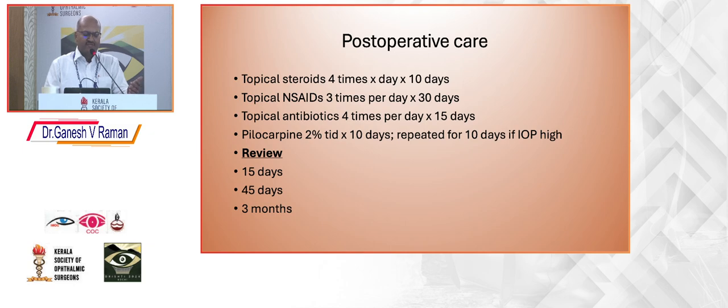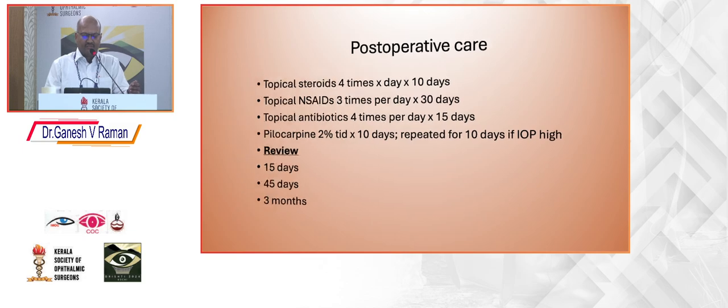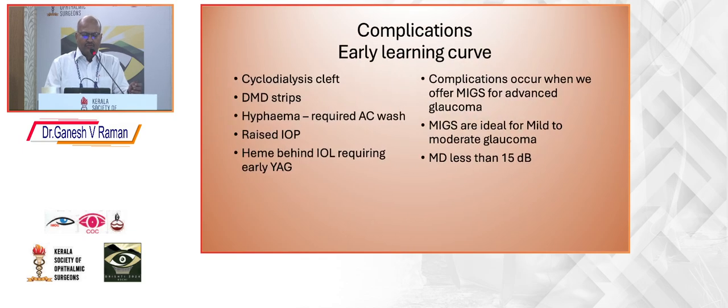And that just about settles it because, as you've seen from the data which I showed you, KDB at the end of 3 months, they do pretty well. And we see them at 15 days, 45 days, and 3 months. You could have some complications, especially in the early curve. You could have a cyclodialysis cleft. You can strip the DM. You can have hyphema, which requires AC wash, raised IOP. And you could always have blood behind the IOL, which will require early YAG capsulotomy.